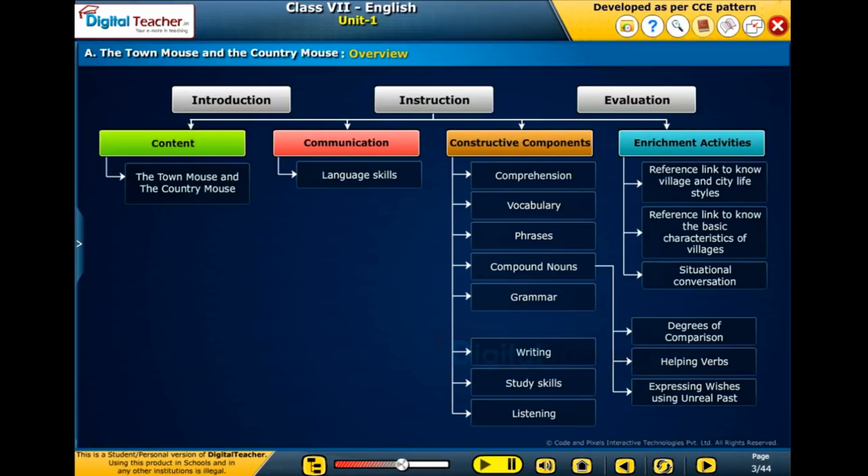All the activities pertaining to the 4 skills of language and their assessment are covered under the sections Communication and the Constructive Components. The enrichment activities are meant to widen the scope of the student's thinking and learning, thereby making him or her a global citizen. The extent of understanding of the module can be assessed by the student under the Evaluation section.